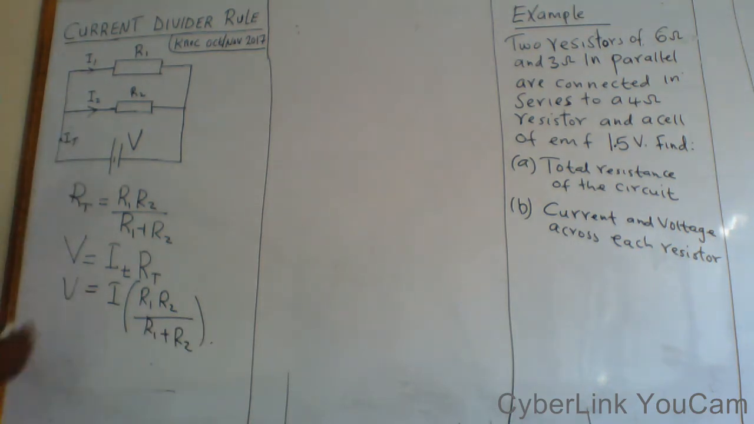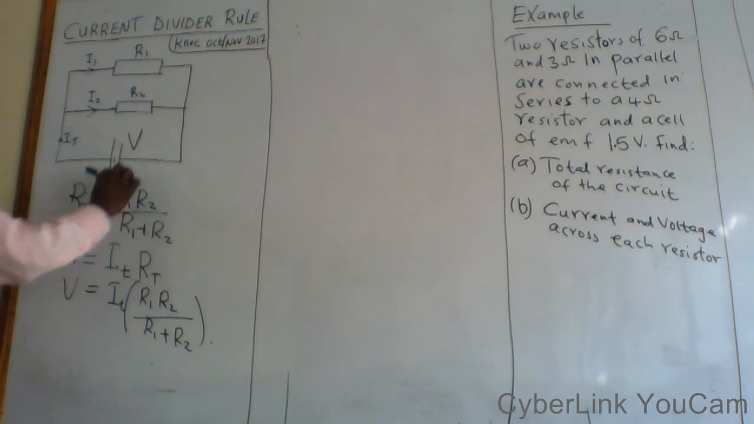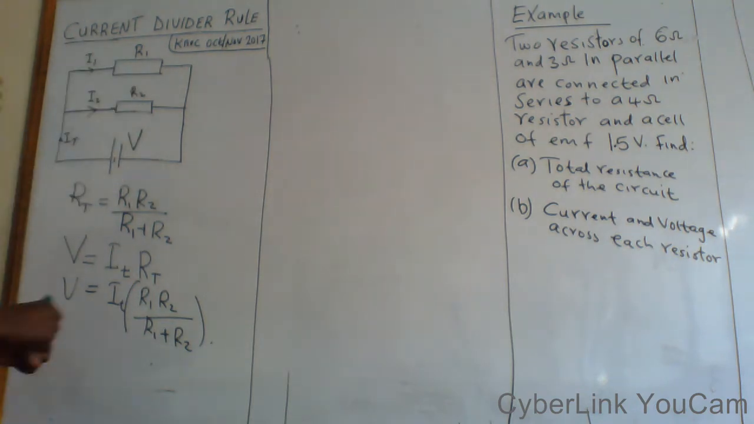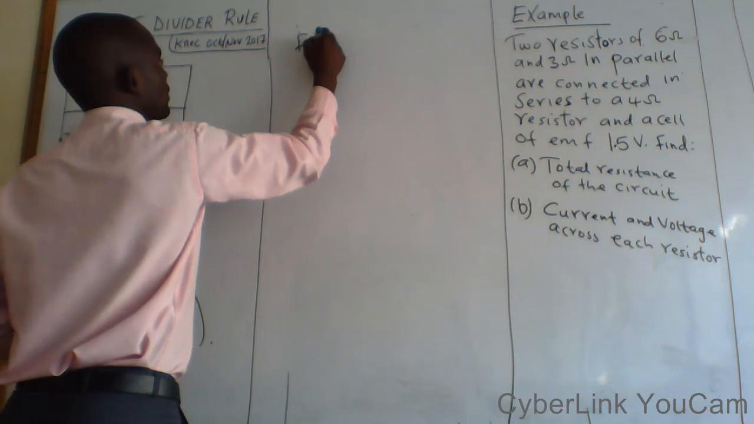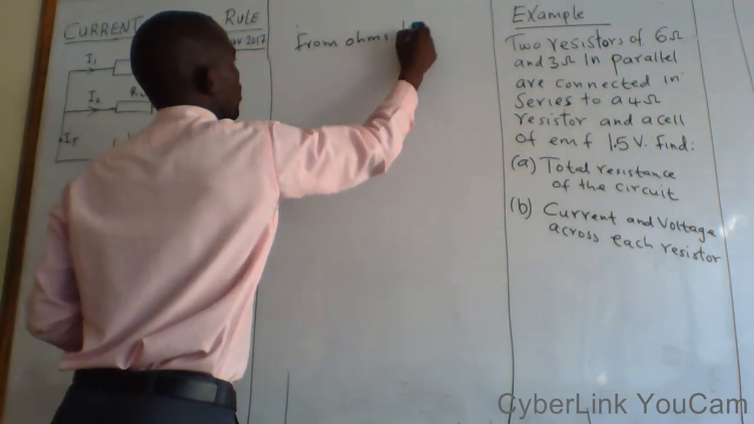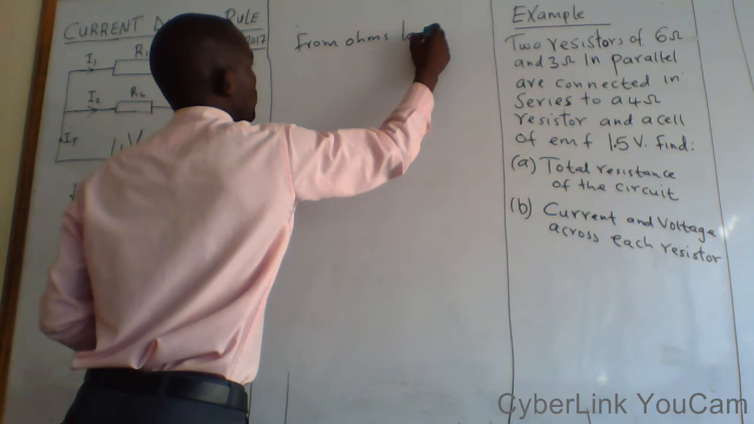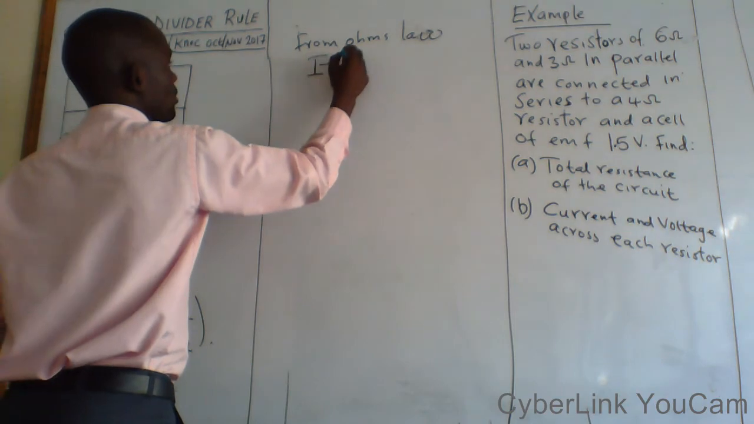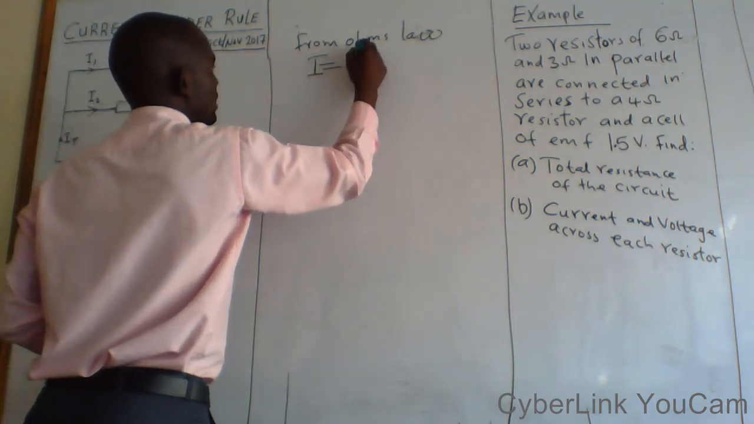So this is the total voltage in the circuit. And we know that when resistors are connected in parallel, the voltage across the resistors is the same. It is very important to note that in a parallel connection, voltage is the same, meaning this voltage here will be at this point and at this point. From Ohm's law, we know that current is equal to the voltage over resistance.